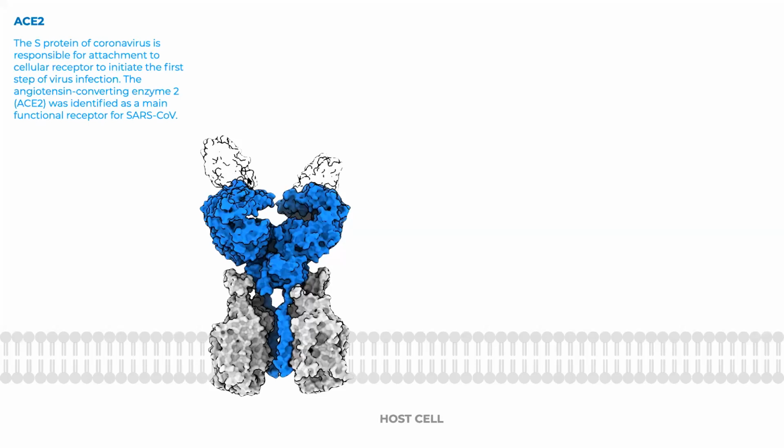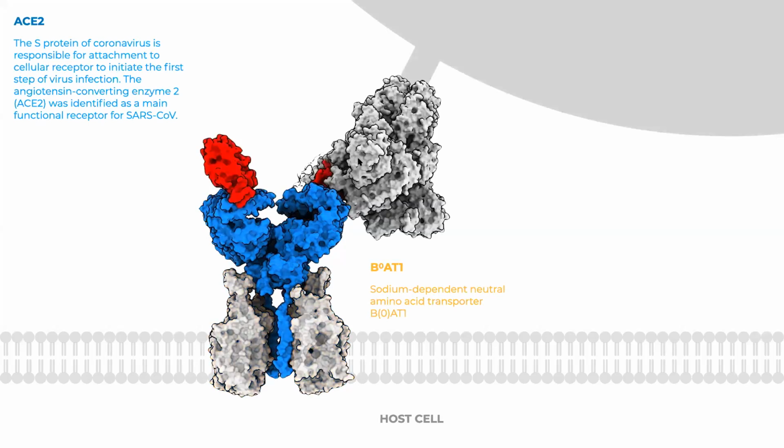Now, this ACE2 receptor actually sits within the host cell membrane, just like that. And this sodium-dependent neutral amino acid transporter is what holds this ACE2 receptor in place. When the virus comes, this is the spike glycoprotein, it protrudes out of the membrane of the virus, and it has this particular receptor binding domain, which is colored in red here.